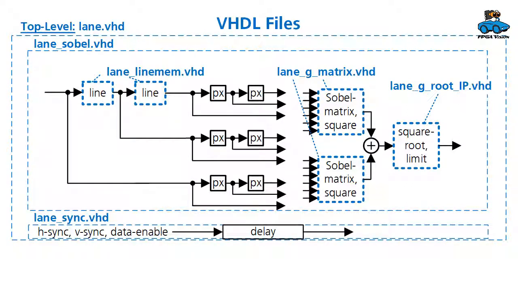VHDL files for the design are provided, and in this diagram you see the structure of the design. The top level is the file lane VHD, and it invokes the main signal processing, which is in lane Sobel. You have the two line memories, which are in the VHDL file lane line mem, and the signal processing also invokes the VHDL entity lane G matrix for Sobel matrix and taking the square of the Sobel matrix. Furthermore, you have another file for calculating the square root and the limiting, and this is lane G root IP, and IP indicates that it's an IP core from Intel Altera design flow.